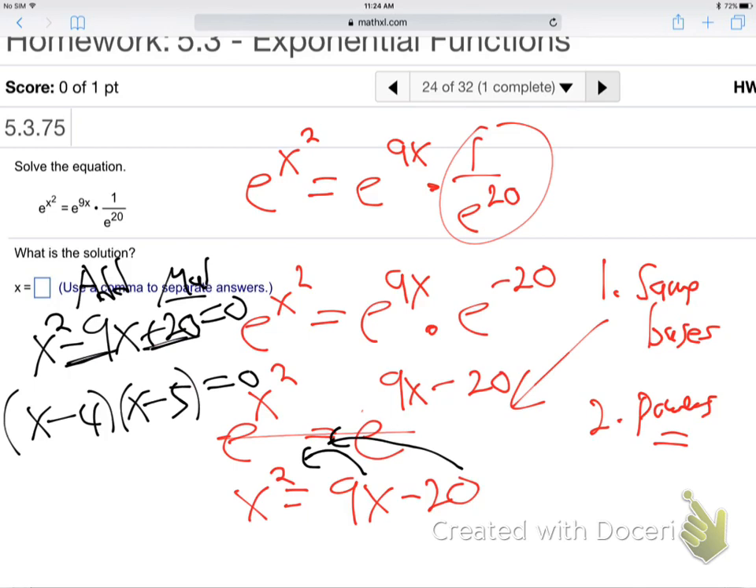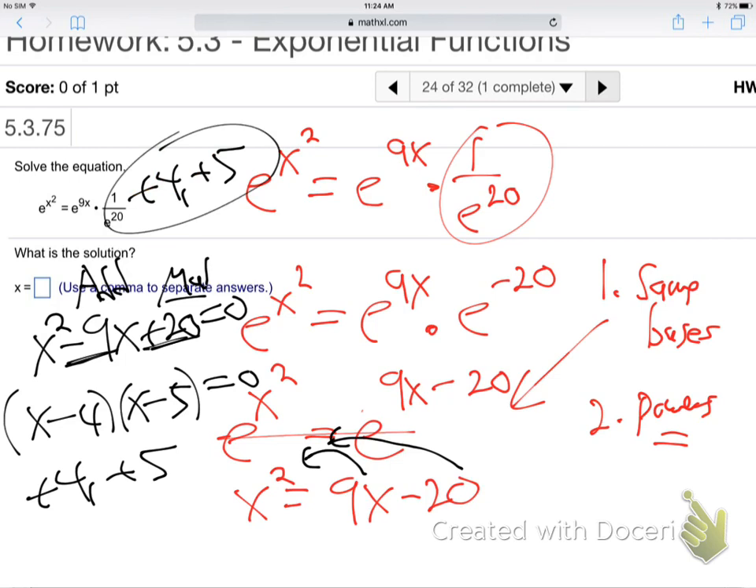And then you set each one equal to 0. It's actually going to be plus 4 plus 5 when you jump them to the edge. Okay, if I just skip right to that, plus 4 plus 5. Those are the final two answers. Good? Questions on that one?